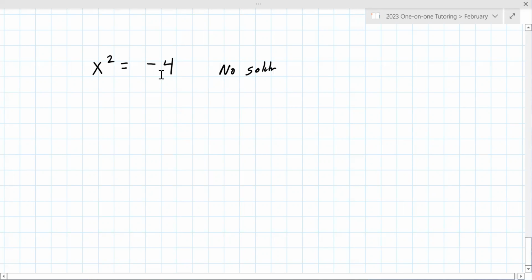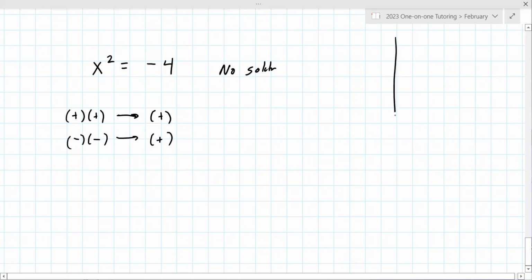So here's what I just said. I said you have to square a number to get a negative number. And you can think real hard about that. Well, if they're both positive, because they got to be the same, that leads you to a positive. If they're both negative, that leads you to a positive. So this has no solution.